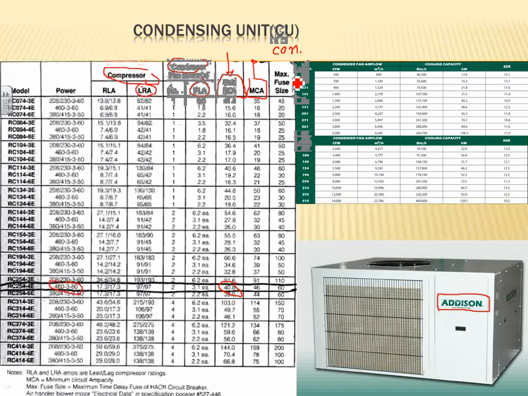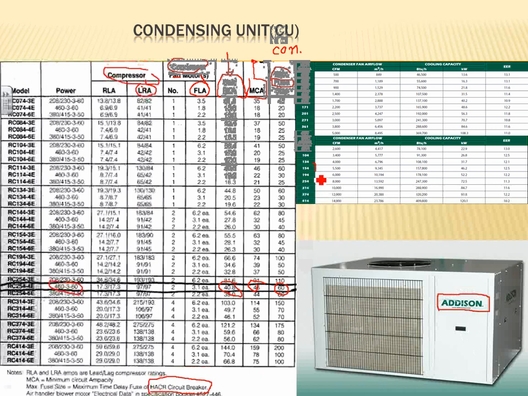Then the last thing is maximum fuse. I want to emphasize the word fuse, because they want you to use a maximum fuse size. So for this unit, I cannot go larger than a fuse only. I don't know if they say maximum fuse equals maximum time delay or HACR circuit breaker. It looks like they allow you to use an HACR circuit breaker right in here. I don't know if you guys can see that for this unit. So that's my fuse, as well as the conductor size.